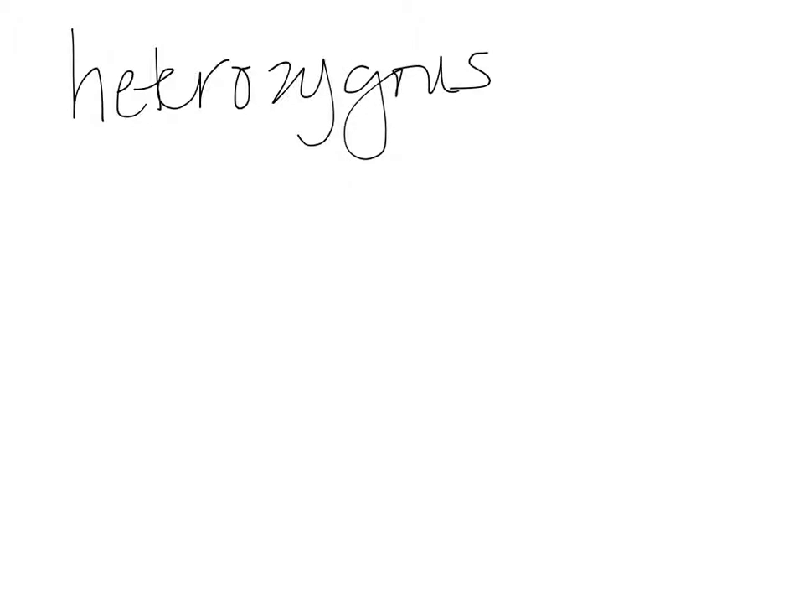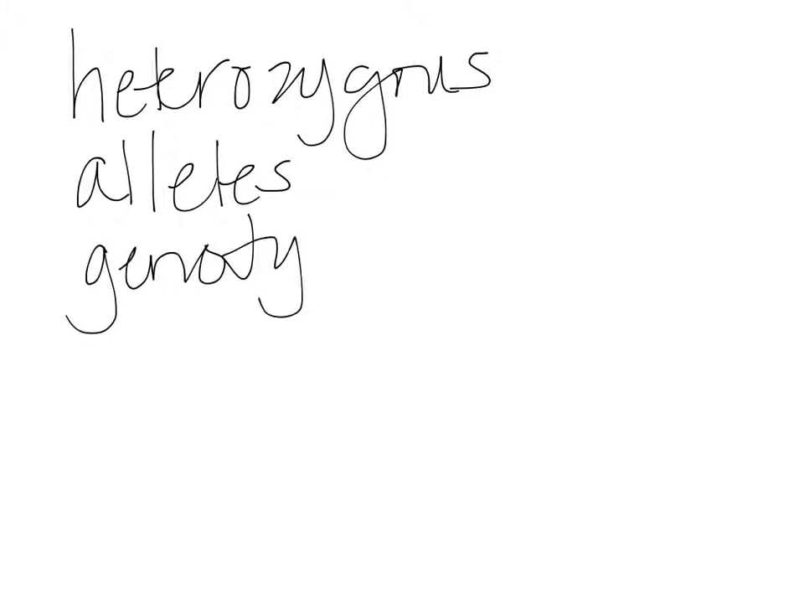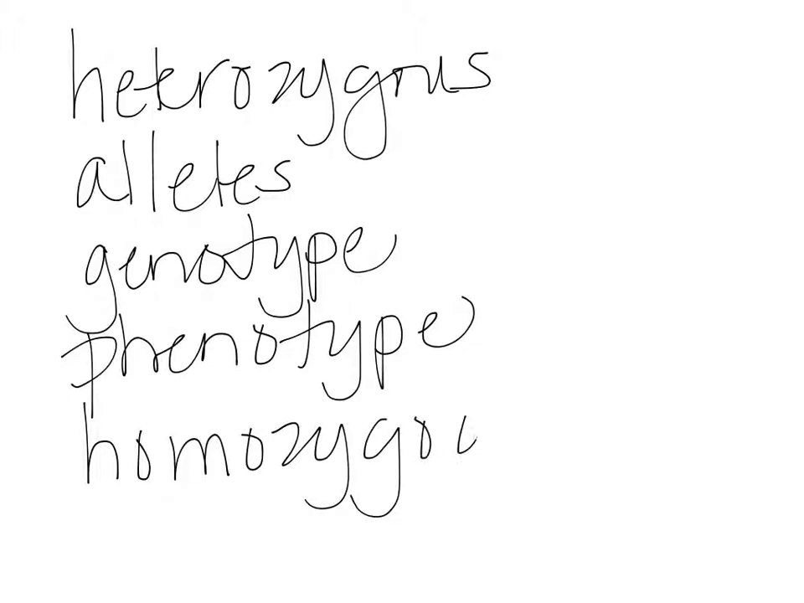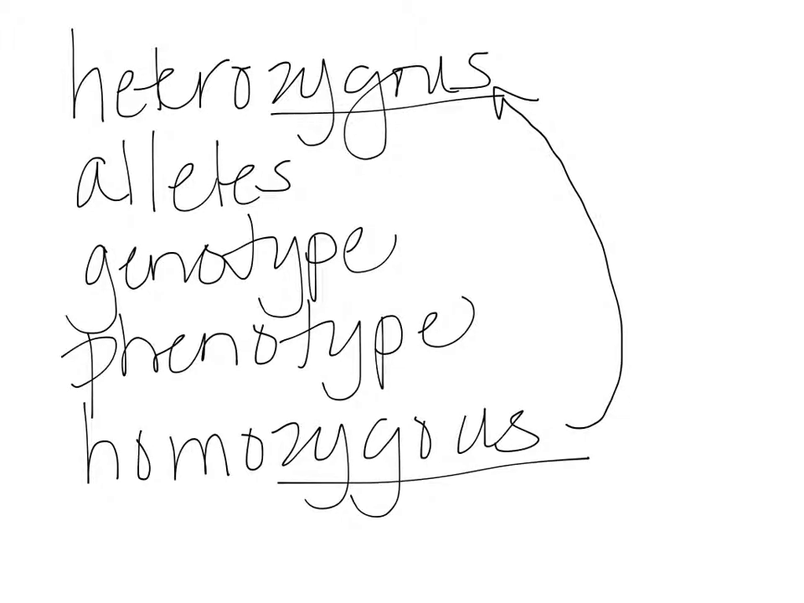So now your vocabulary words are heterozygous, alleles, genotype, phenotype, and now we need to move to homozygous. Now, homozygous, obviously, you see some similarities to heterozygous, and you may remember this from yesterday's Amoeba Sisters lesson.